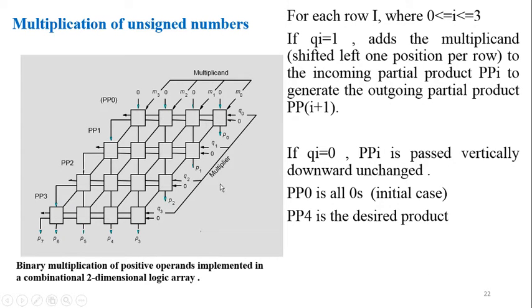So this indicates the two-dimensional array implementation of positive multiplication. Here we use combinational two-dimensional logic arrays for implementing multiplication. This M0, M1, M2, M3 indicate different bits of the multiplicand. Similarly, Q0, Q1, Q2, Q3 represent the multiplier bits. Initially the partial product value PP0 is initialized with 0.